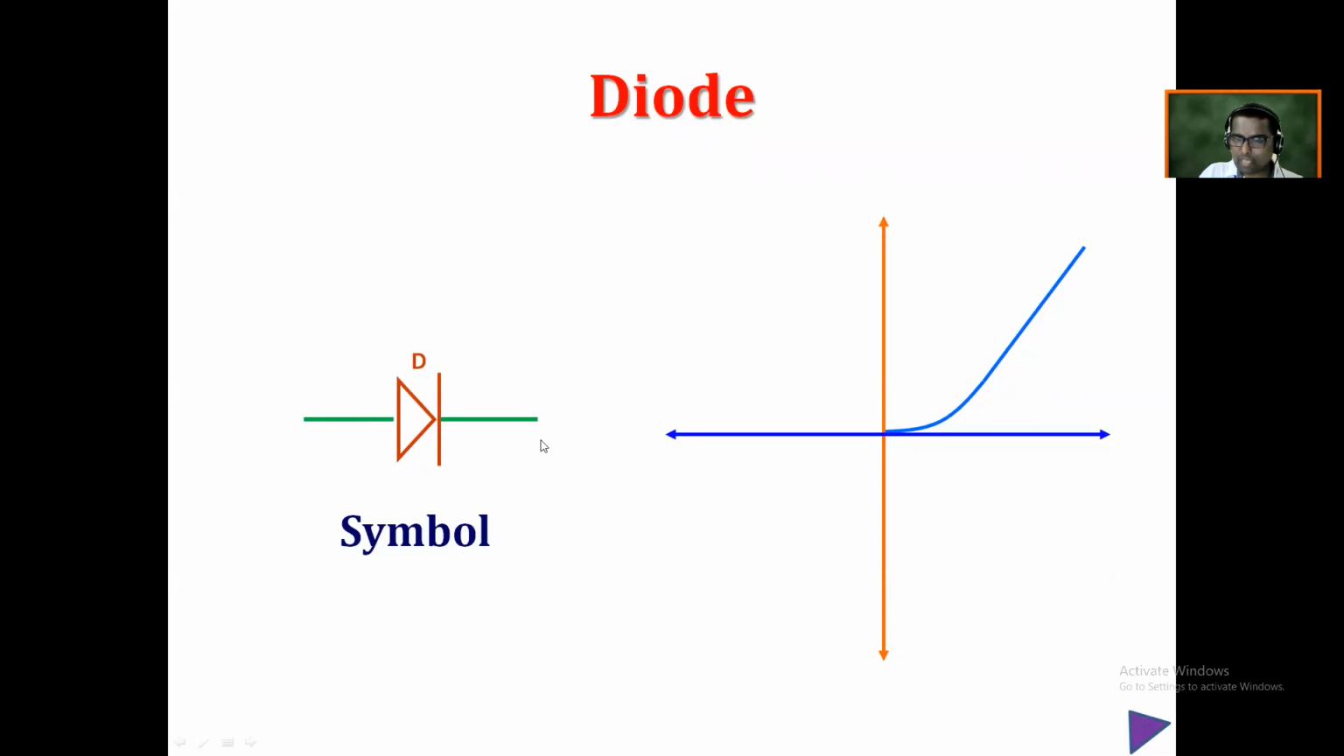Just check it here. This is the symbol of a diode. Is it right? I think you are aware about the symbol. In this symbol, this arrow indicates the direction of the current. Means diode can flow the current only in this direction.